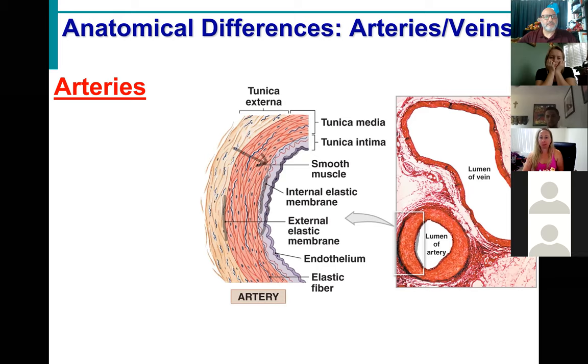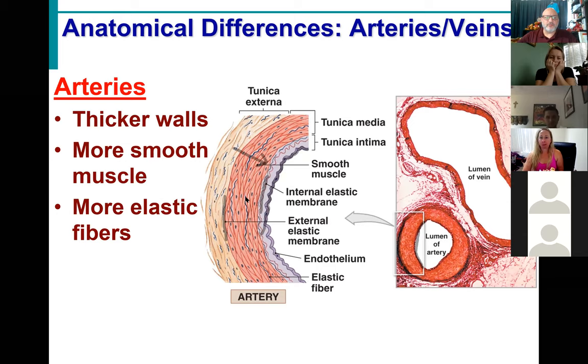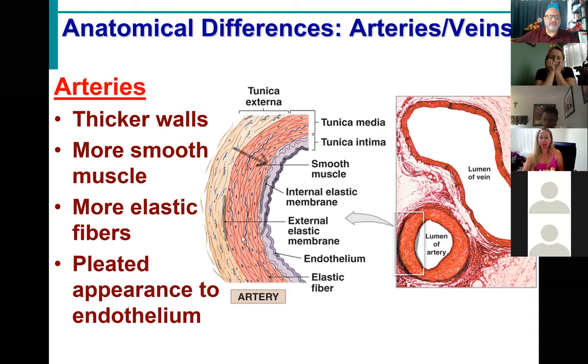So again, thicker wall, more muscle because it's dealing with higher pressure, more smooth muscle, more of the elastic fibers, and that pleated or scalloped appearance of the endothelium are some of the characteristics you can use to distinguish them.